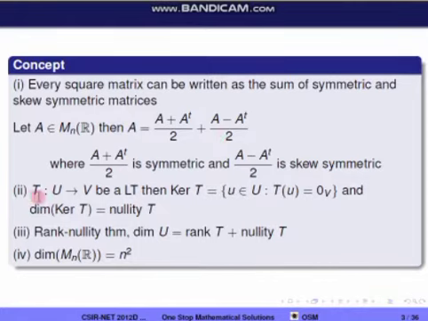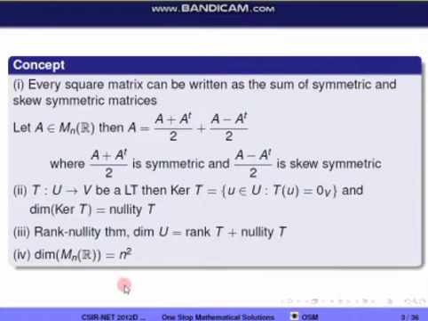If T from U to V is a linear transformation, then kernel of T is equal to the set of all u in U such that T of u is equal to 0 in V, that is the identity element in V. And the dimension of kernel of T is called the nullity of the transformation. Rank nullity theorem states that dimension of U is equal to rank of T plus nullity of T. Note the dimension of Mn of R is equal to n square.